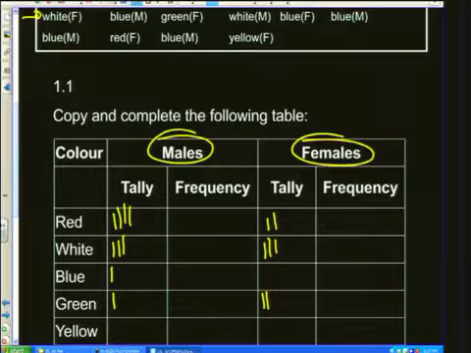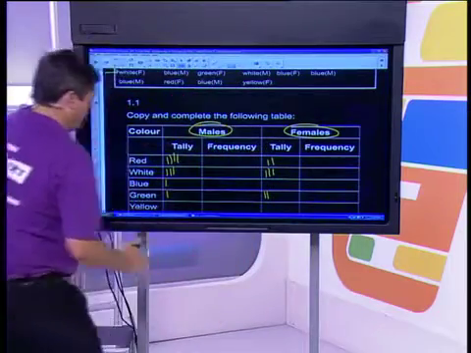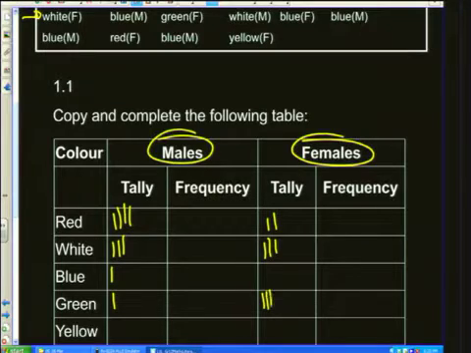Sounds like we're calling the people colours, eh? Right. Green female, white male. Next one. Blue female, blue male. Last row. Here we go. Blue male. Red female. Blue male. Blue male. Blue male. And yellow female.